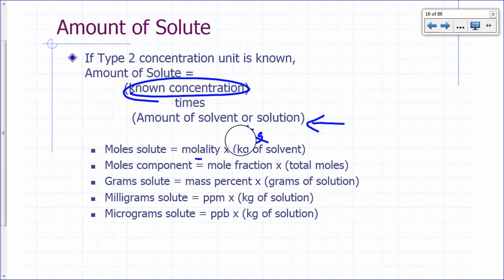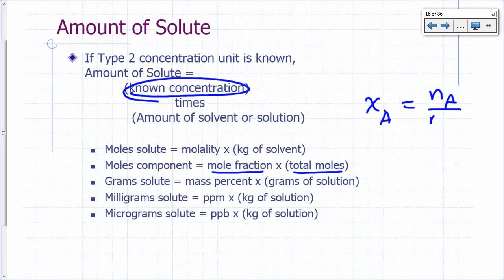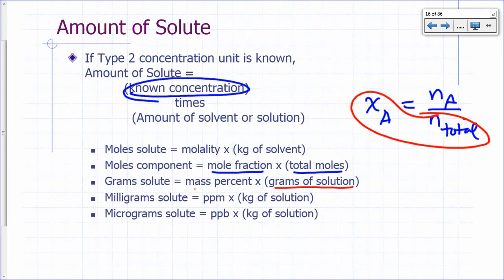Okay. If you have a mole fraction, whatever the mole fraction is, multiplied by the total moles, that gives you moles of component. Remember, mole fraction of A, for example, is moles of A over moles total. So if you multiply total moles by the mole fraction of A, that will give you the number of moles of A. Grams of solute, whatever grams of solution you have, just multiply that by the percentage, the mass percent. Okay?